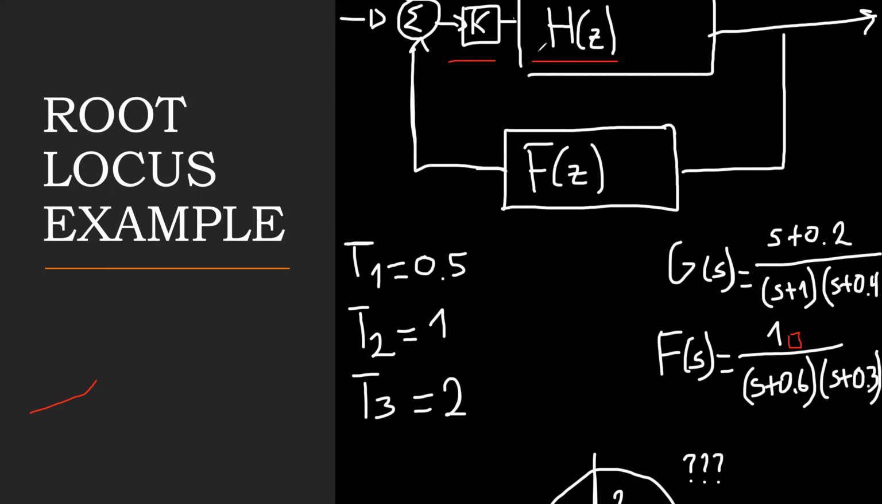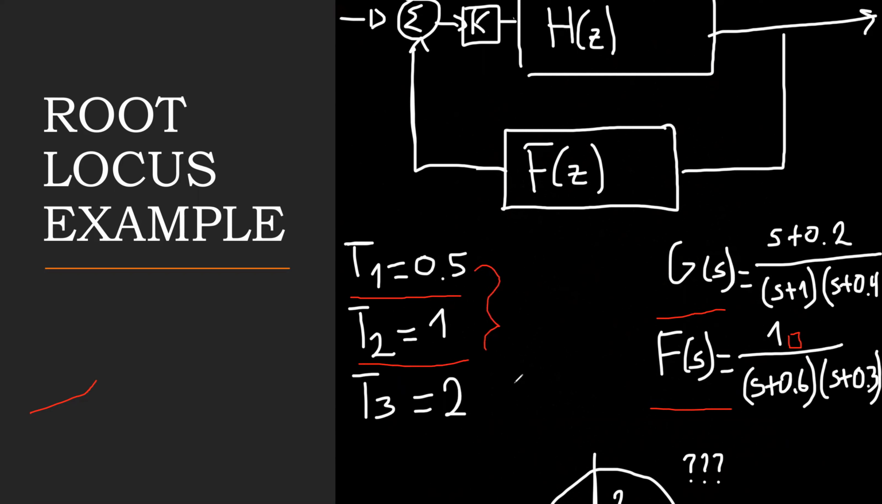And here we have the transfer function of the plant. We have the transfer function of the feedback controller. The equations are in the S domain, as you can see. This is because we are going to apply the zero order hold to get them to the discrete time domain, to make it a transfer function in a discrete time system.